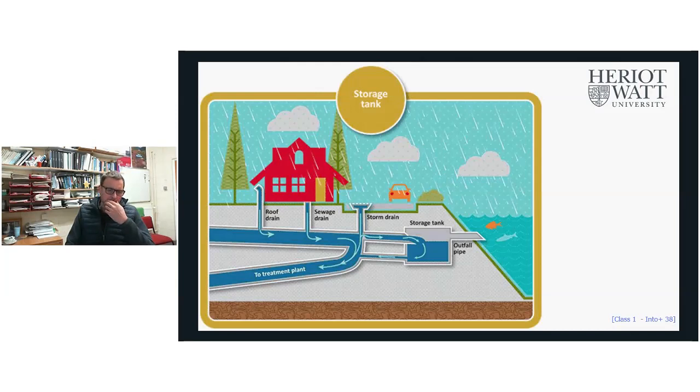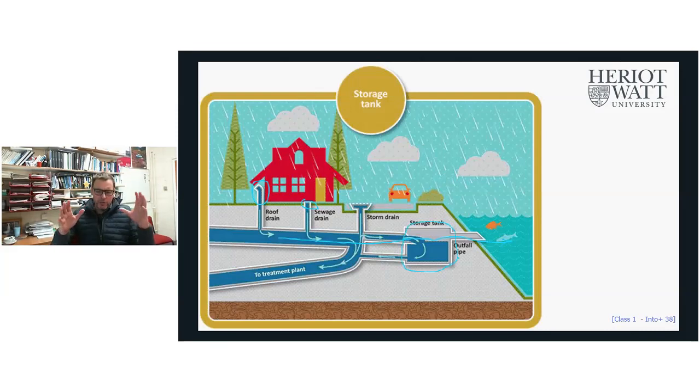So here we have the combined system. We've got flow from the roof, foul flows from the house coming together into a combined system. Traditionally that would have just gone straight over the CSO and into the river. But what's been happening recently, over the last 20 years, is more and more storage has been added to the network.